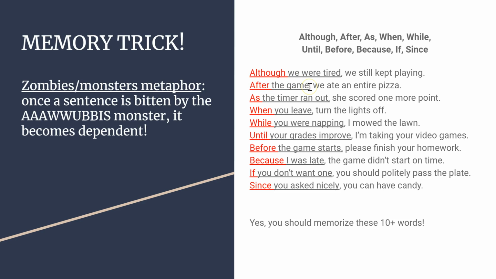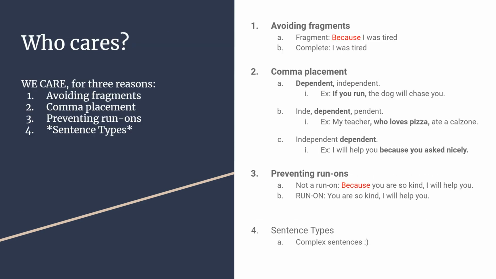After the game, sorry, I should have written after the game ended. After the game ended would be a dependent clause. As the timer ran out would be dependent, so we'd need to add an independent clause. She scored one more point. And she scored one more point would be a complete sentence. So notice how I've got the zombie bite that ruins a dependent clause, so it needs to attach to an independent clause in order to be a complete sentence after all.